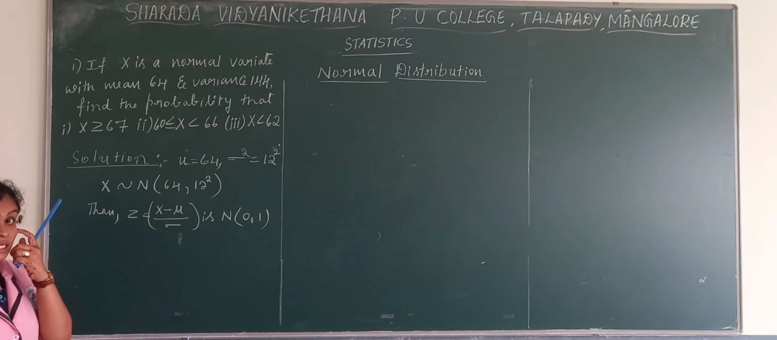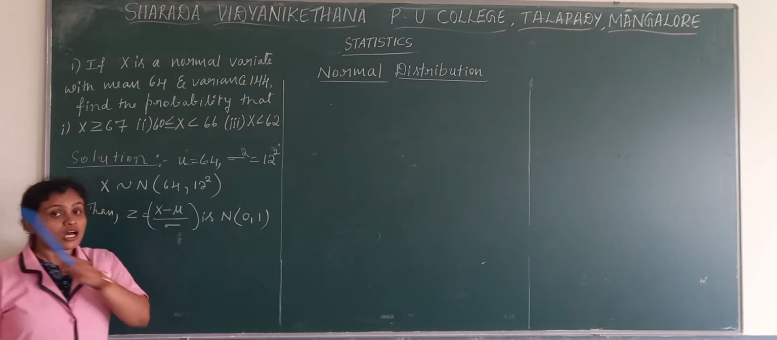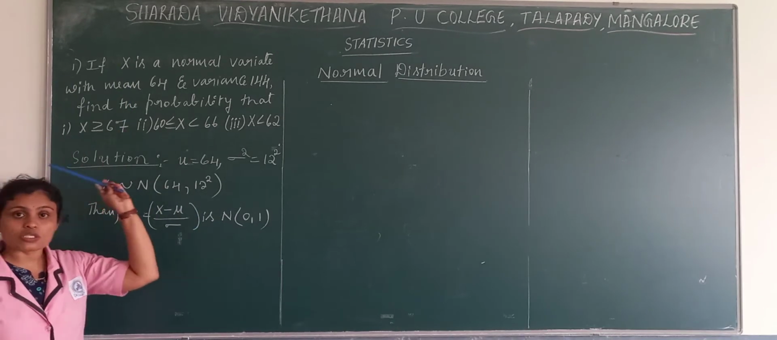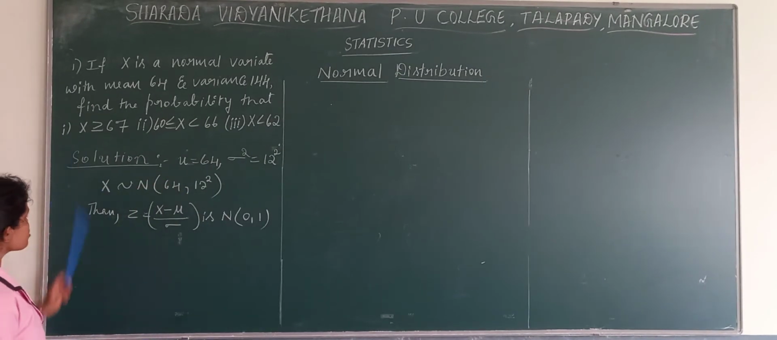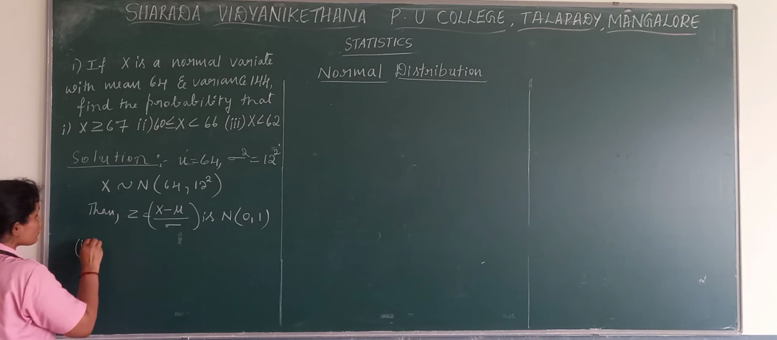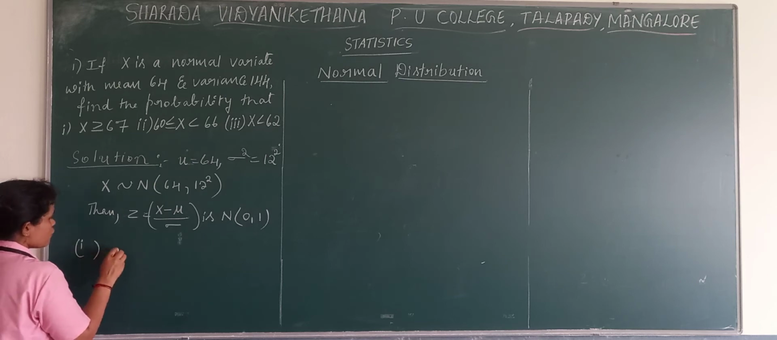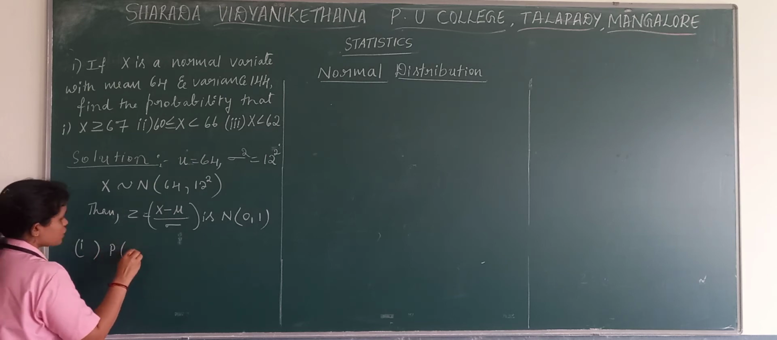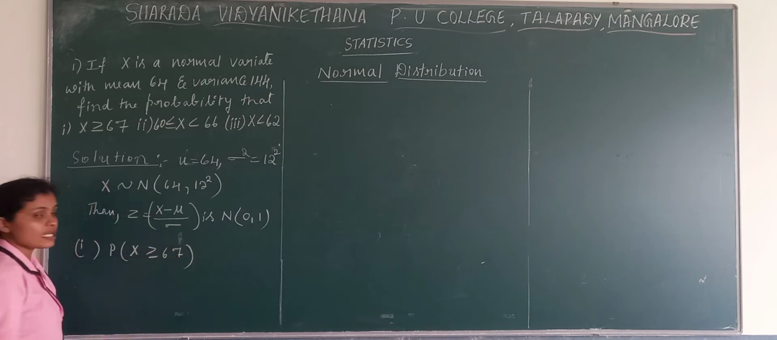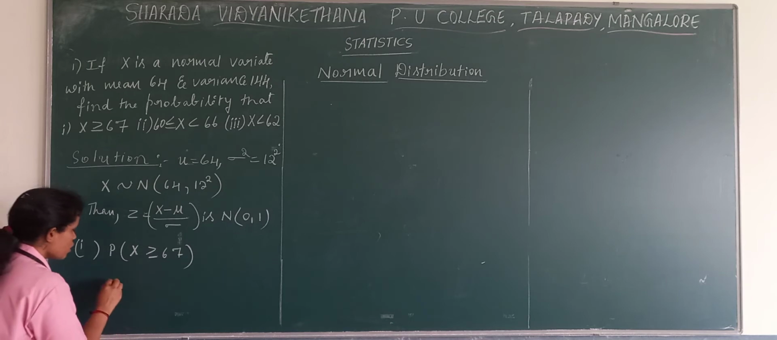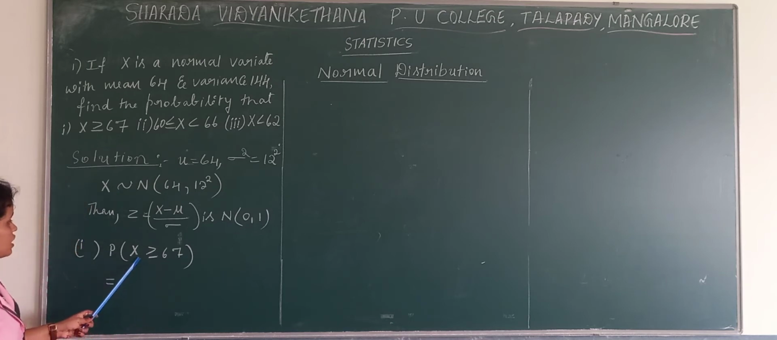We are converting, using this formula, normal variate x into standard normal variate z. Now see the first question. We will move towards the first question. What is that first question? The first question is probability of x is greater than or equal to 67. Now here, what do we need to do?